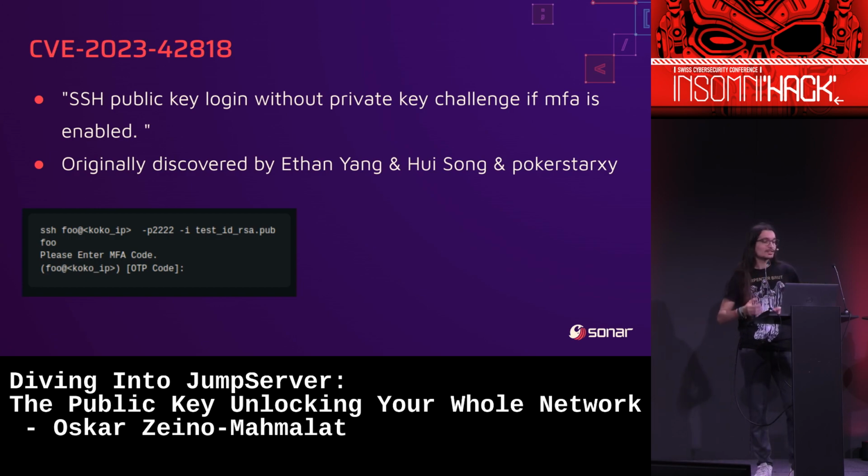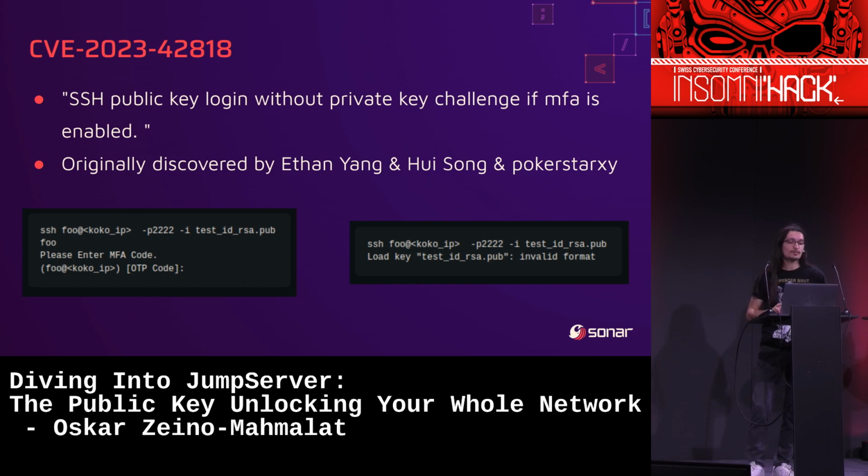Because you can see here that they just used SSH, the normal SSH client, to connect to their server with only a public key. You can see it. They only used this test.pub file and were immediately asked for a TOTP code without ever having the private key stored on this computer. And after this vulnerability was patched, now they get an error message.